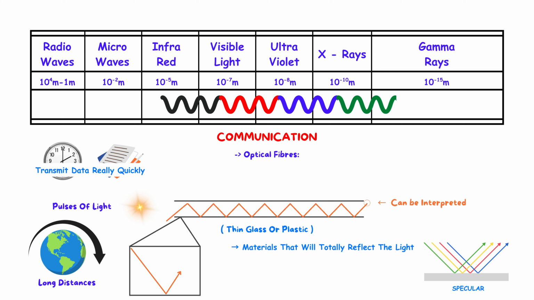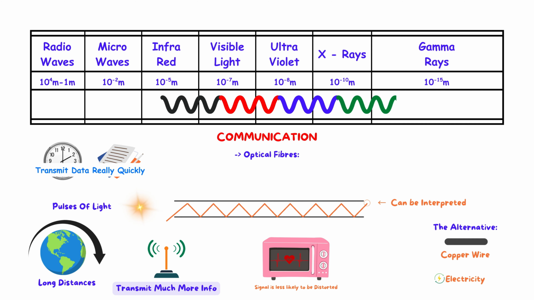By encoding data into the pulses of light, we are able to transmit large amounts of information quickly and reliably over long distances. It is crucial, however, that the materials used in these fibers totally reflect the light instead of absorbing it, and the type of reflection must be specular rather than diffuse, so the light does not scatter and lose its direction. An alternative method of transmitting data would be to use copper wires and electrical signals, but optical fibers offer clear advantages, such as greater data capacity and reduced signal degradation or interference. This makes them ideal for modern communication networks, including the internet and telephone systems.